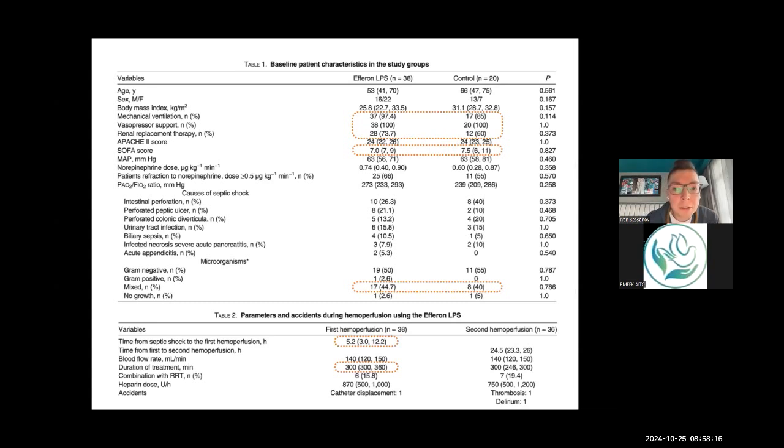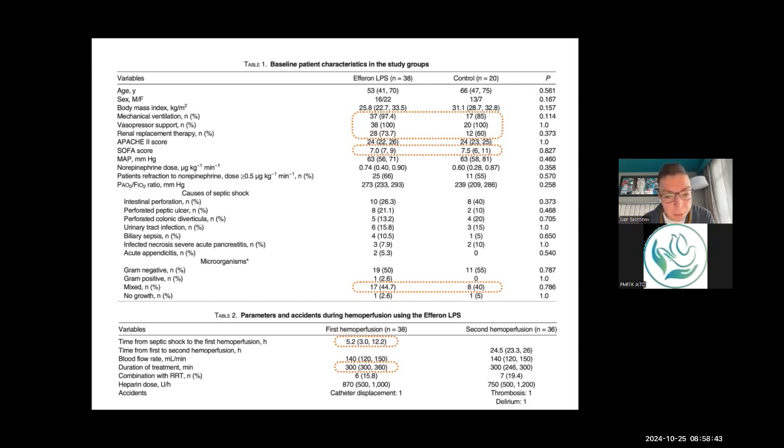Baseline characteristics of the patients in this study: you can see that the SOFA score was about 7 points, so not 12, not 14, but still they were pretty severe patients. And as you will see soon in the outcomes in the control group, outcomes were pretty severe.